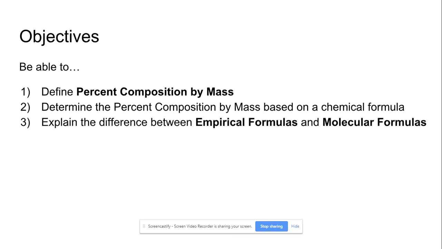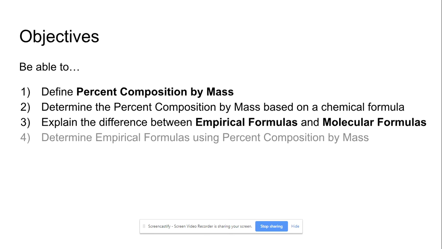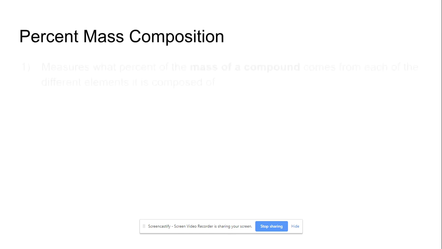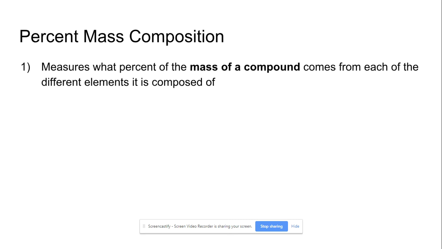I want you then to be able to explain the difference between empirical formulas and molecular formulas. And then lastly, I want you to be able to determine the empirical formula for a compound based on the percent composition by mass. Wow, that seems like a lot. It's not actually that much. Let's get going.